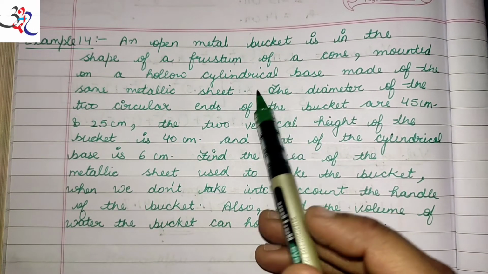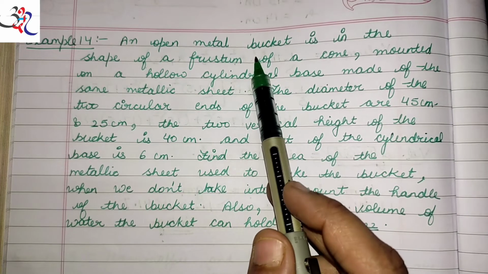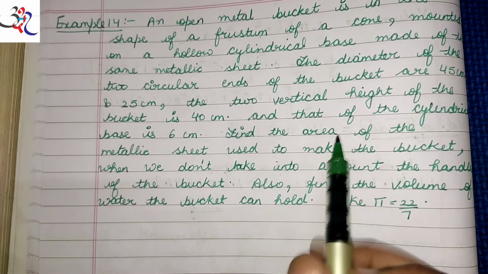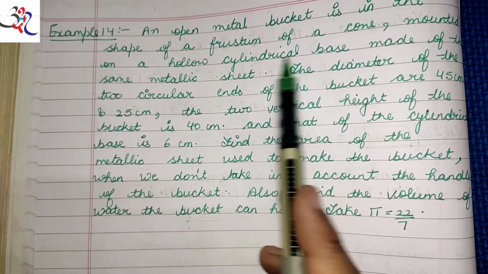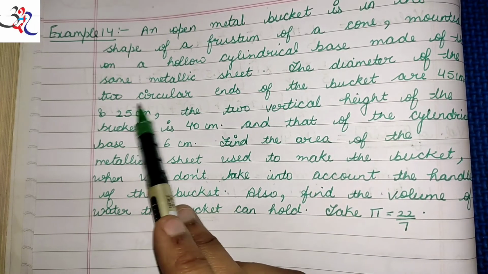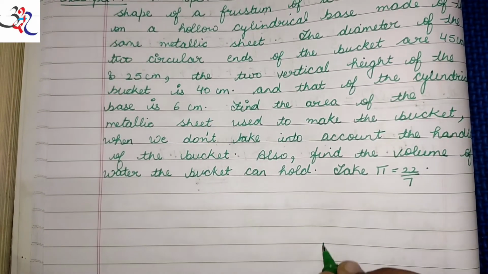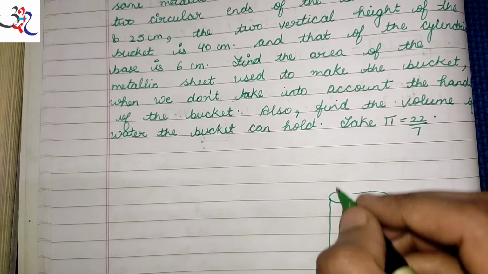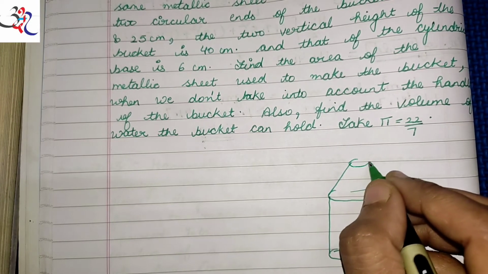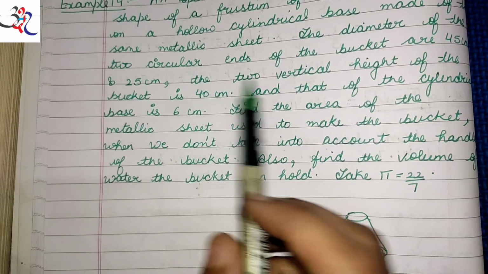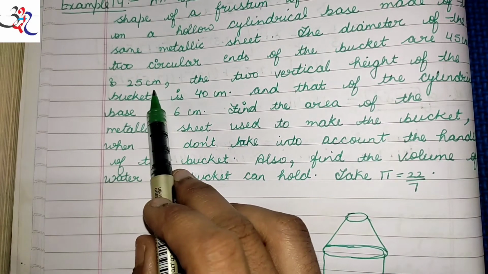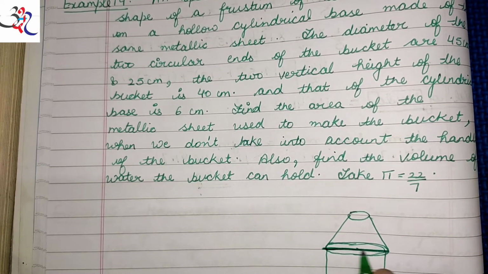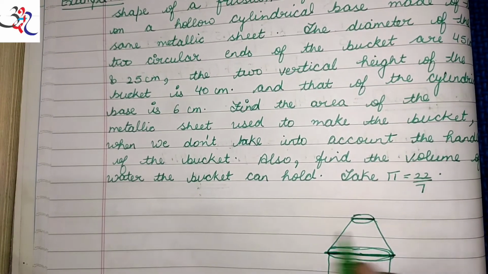Moving to example number 14, which says that an open metal bucket is in the shape of a frustum of a cone, mounted on a hollow cylindrical base made up of the same metallic sheet. So it is given to us that there is a cylindrical base, and above that cylindrical base a frustum is there, and the diameters of the two circular ends of the bucket are 45 and 25 centimeter. So the bigger one will be 45 and the smaller one will be 25.